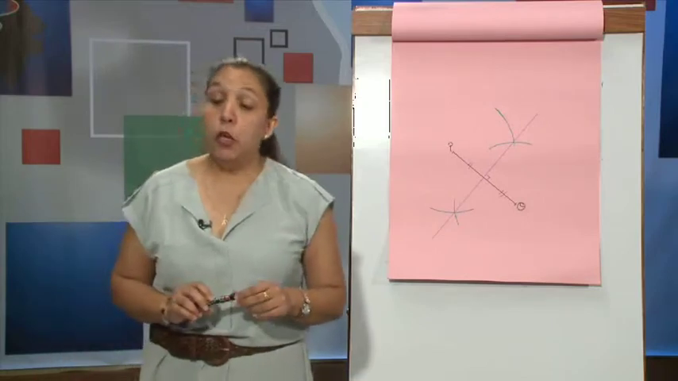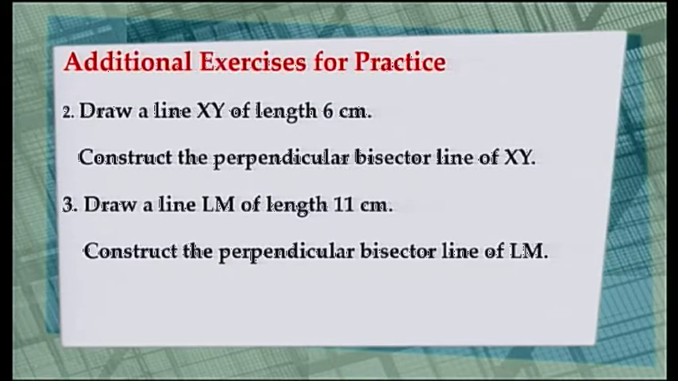Then you're asked to draw a line XY, which is of length 6 centimeters, and then to construct the perpendicular bisector of XY. Thirdly, you need to draw the line LM of length 11 centimeters. You know how to do that, right? We've shown you how to draw a line segment in the first video. And then, with this length of 11 centimeters, you're asked to construct the perpendicular bisector.